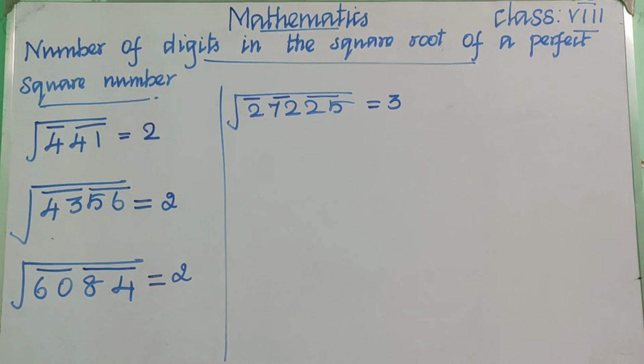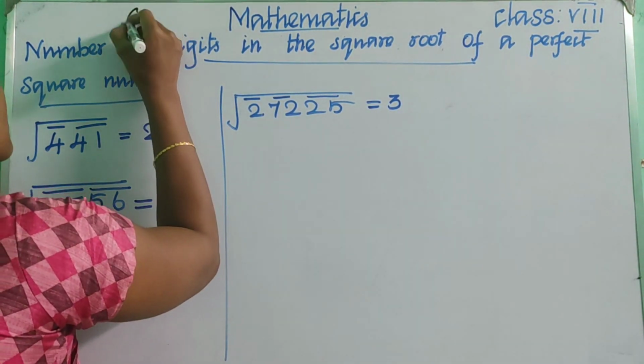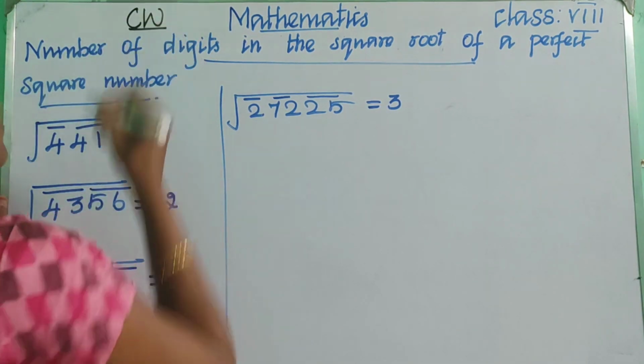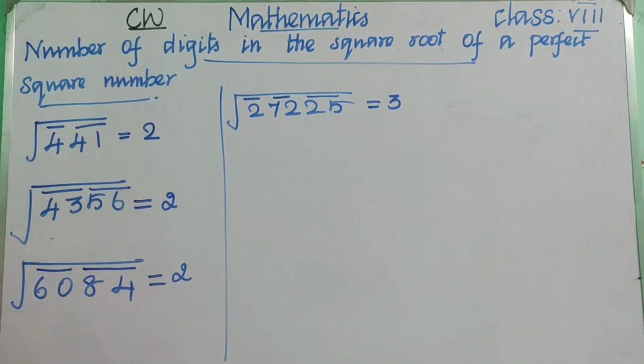Okay, so let us see the next topic, square root of decimal numbers. Children, before seeing that, just write this in your classwork notebook. Write the heading as number of digits in the square root of a perfect square number. Okay, this is your classwork. Put today's date and write this heading, and write these questions in your classwork note.